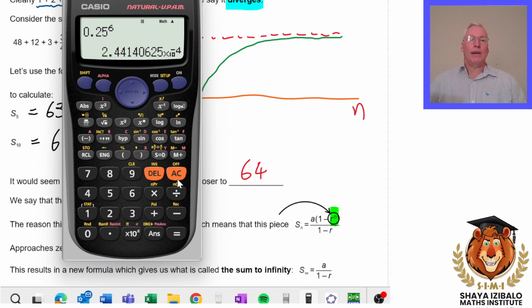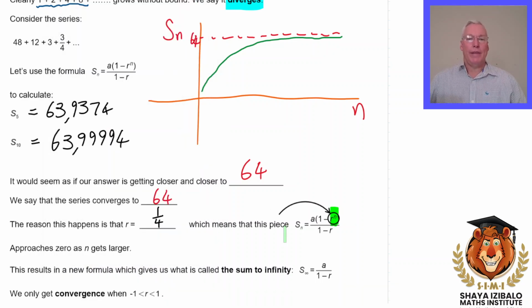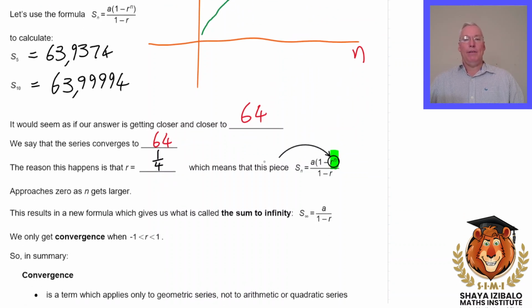It's actually 0.00024. Let's look at what happens when we raise a quarter to, say, the 12. It's a tiny, tiny number. It's heading towards 0. So that piece in the formula goes towards 0, only if R is a fraction. And if that piece goes towards 0, then look at what our formula looks like. It actually looks like this. This formula gives us what we call the sum to infinity. No matter how many terms you add up, we're going to get closer and closer to some fixed number. Convergence only happens when R lies between -1 and 1.